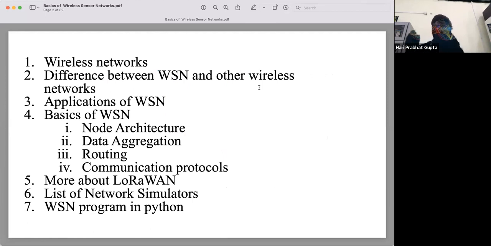Sometimes confusion comes into the picture whether this is a wireless sensor network or another type of network. We also cover the applications of the wireless sensor network. So these three, we can say, create some background in wireless sensor network.